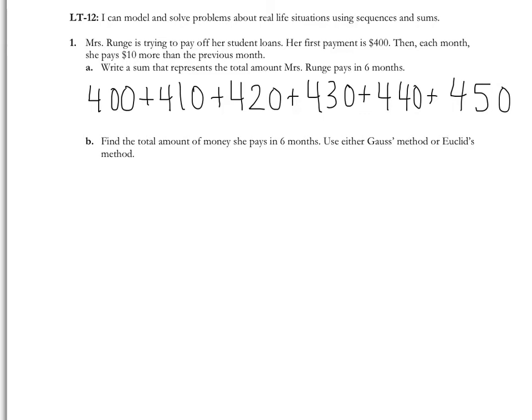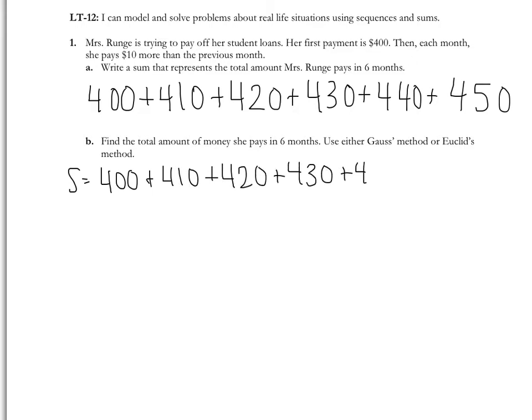In part B, it asks for the total amount of money that I pay in 6 months, and it says to use either Gauss's method or Euclid's method to find the sum. So let's first start out by writing out our sum. Now, in this case, as we go from term to term, we're adding 10 each time. So this is an arithmetic sequence, and therefore we want to use Gauss's method.